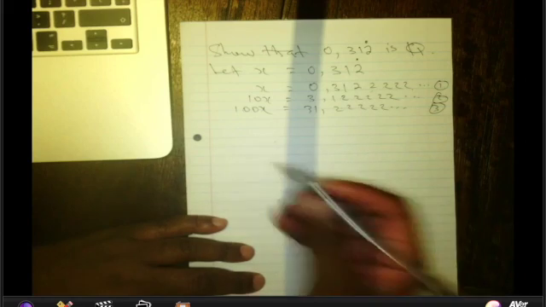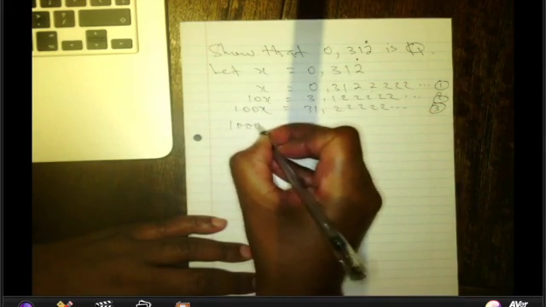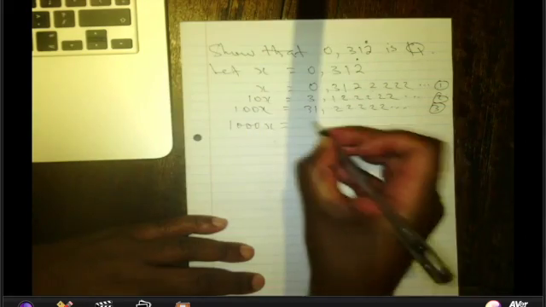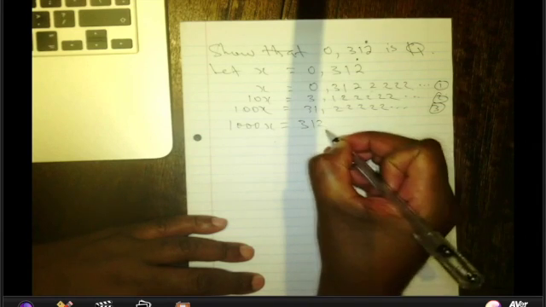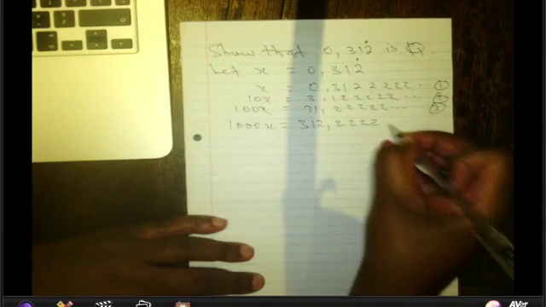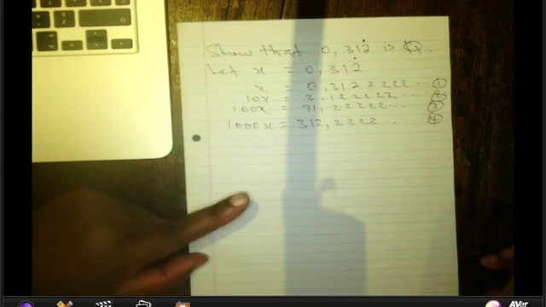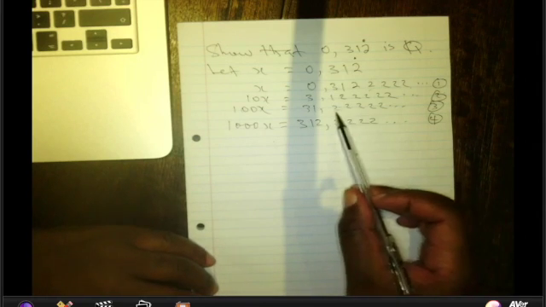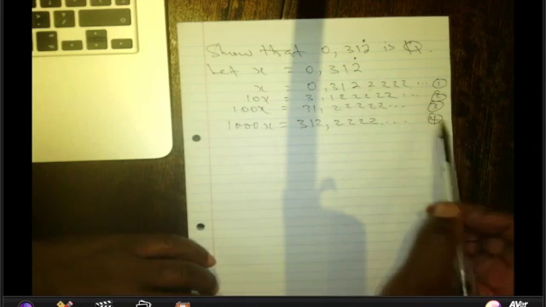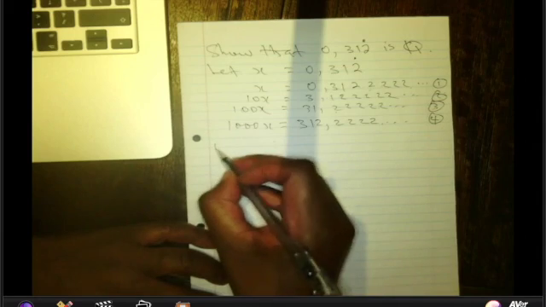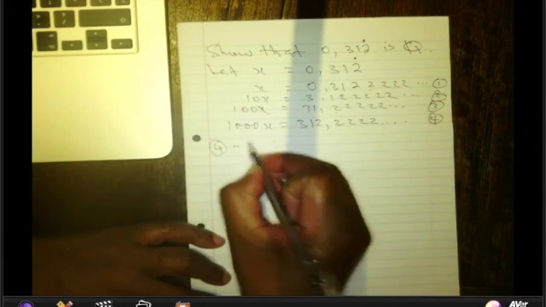So I'll go one more time, multiply by 10. So I get 1,000x, and this is 312.2222. There is my number 4. Now, number 4 and number 3 are interesting because they give me 2's after the comma. So I'll take number 4 and number 3. So take number 4 and subtract number 3. What do we get?